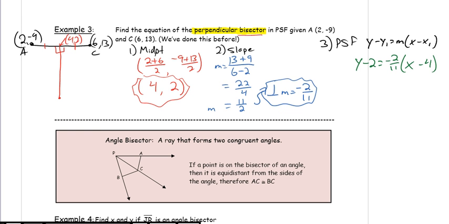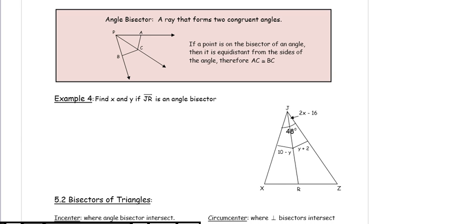Something we've done before. Something we haven't done before, angle bisector. We've talked about it, we know what it does. But if we have an angle bisector, and a point is on the bisector of an angle, meaning right here, if we have C, which is on the bisector of an angle, then it is equidistant, equal distance, from the sides of the angle. Therefore, in this case, AC would have to be congruent to BC. And it makes sense. If it's cutting the angle in half, it would make sense that AC is congruent to BC.